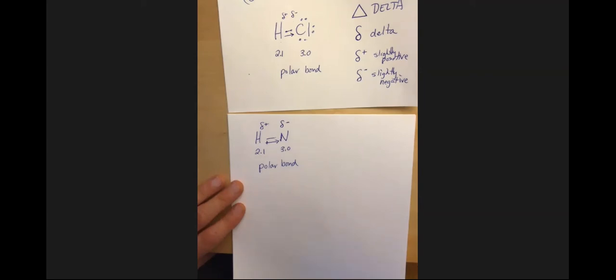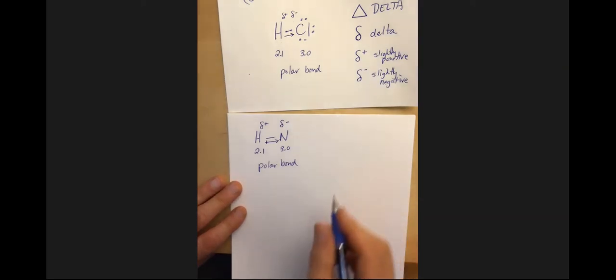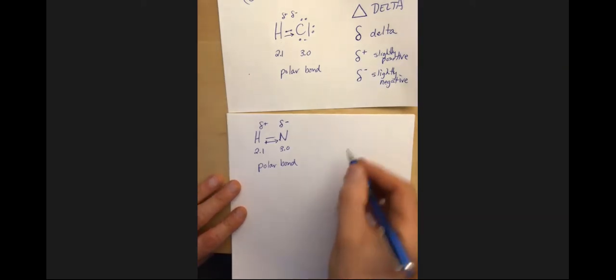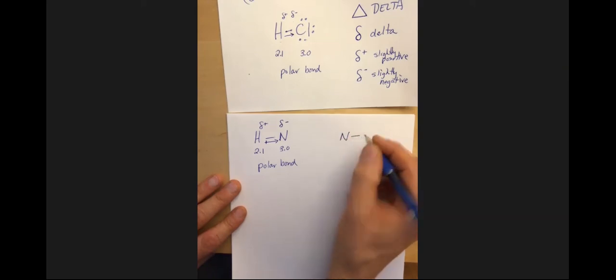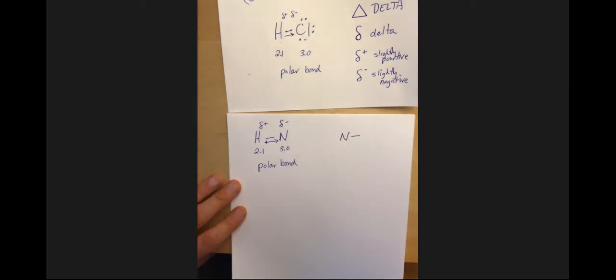Okay, so we're talking about polarity and polar bonds. Is there any other type of bonds? Because I think in the text there are other ones too. Sure. Let's do nitrogen to chlorine.